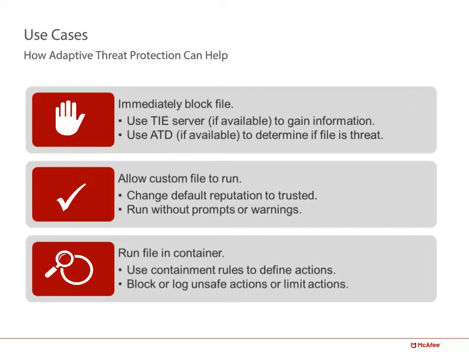Lastly, we can say run the file in a container. When the company first uses a file whose reputation is not known, the administrator can specify to allow it to run in a container. In this case, the administrator configures the containment rules in the dynamic application containment settings. The containment rules define which actions the contained application is prevented from performing.